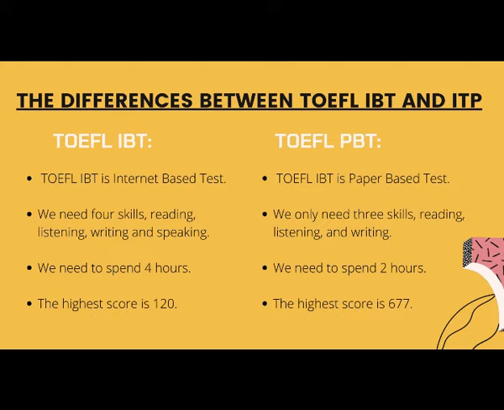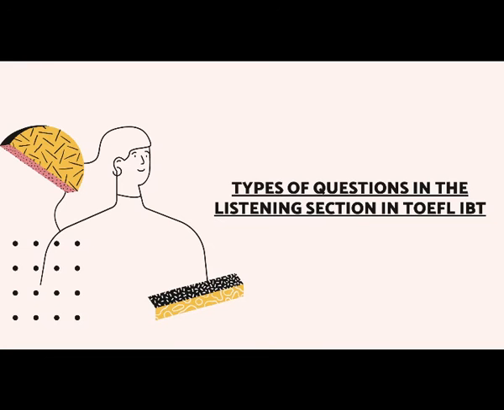In TOEFL iBT, we need to spend 4 hours to do the exam. Then, in TOEFL PBT, we need to spend 2 hours to do the exam. In TOEFL iBT, the highest score is 120. Meanwhile, in TOEFL PBT, the highest score is 677.